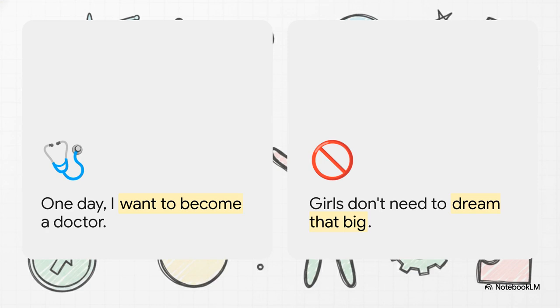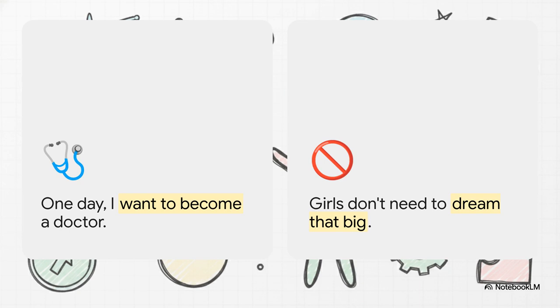So that warm, fuzzy feeling of hope we just saw? Yeah, it's about to hit a brick wall. The girl enthusiastically shares her ambition, saying, "One day I want to become a doctor." But she's immediately met with this reflexive, harsh limitation from a family member who tells her, girls don't need to dream that big. Now the script notes that right after this exchange, the room falls completely silent.